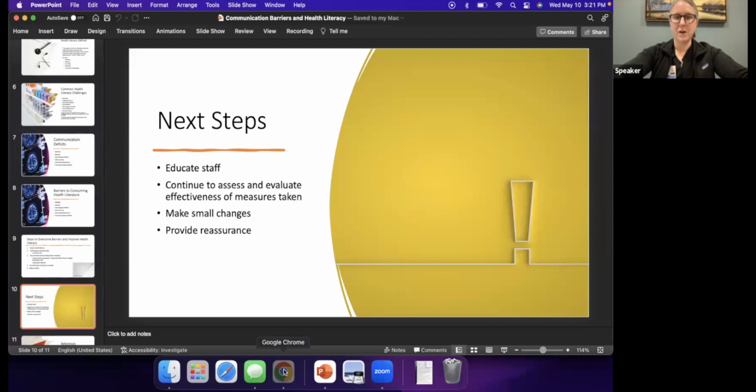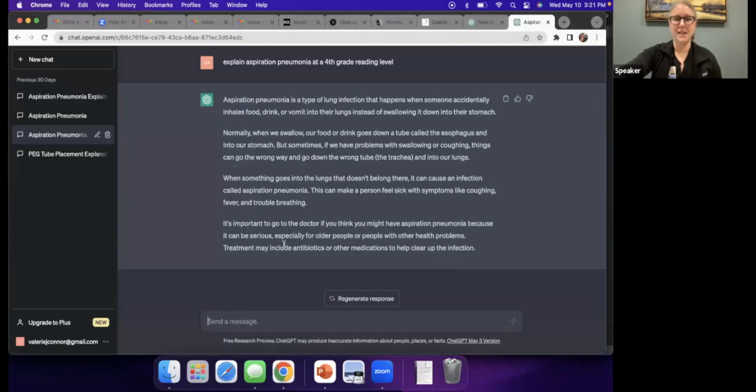Okay, so what I did was I asked ChatGPT to give me an explanation of aspiration pneumonia at a 4th grade reading level. And so as you see, it's using words that a 4th grader would understand. So aspiration pneumonia is a type of lung infection that happens when someone accidentally inhales food, drink, or vomit into their lungs instead of swallowing it down into their stomach. And so it's specifically using words that would be considered to be at the 4th grade reading level. So I think that's really cool.